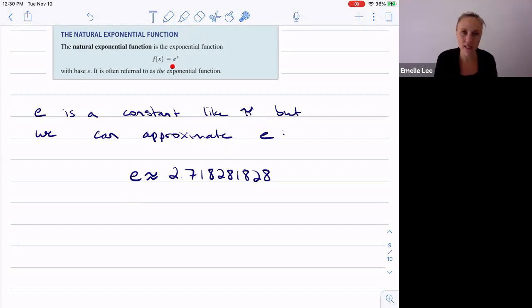E to the power of x is so common in so many places that it's often called the exponential function, right? But any exponential function is where x is in the power. So really what we're doing is roughly 2.718 times 2.718 times 2.718, x times.